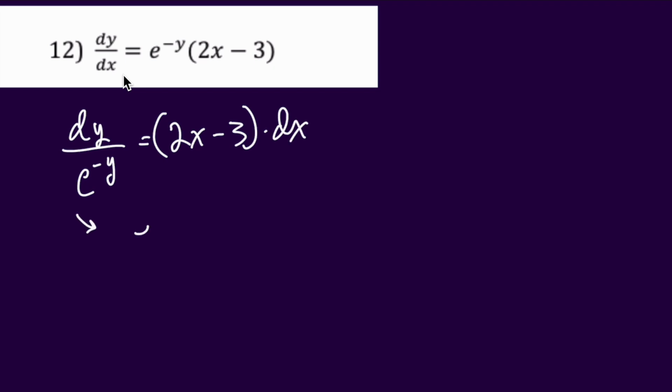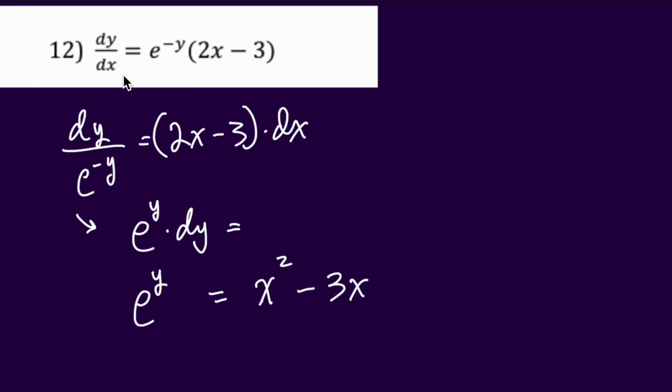Here we're going to bring the negative y up into the numerator, and we're going to go ahead and integrate that, and that's going to get us just e to the y. On the right side, we're going to separate those into two terms and integrate both. It's going to give us x squared minus 3x plus c.